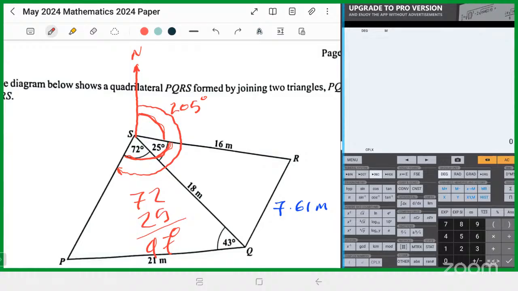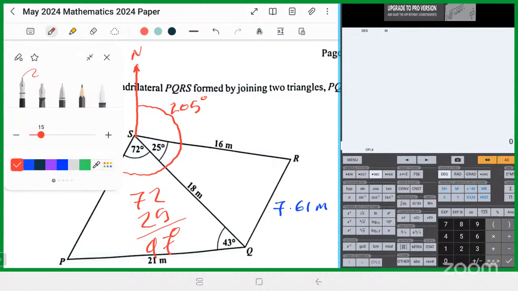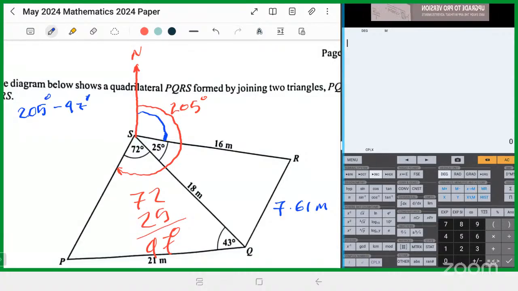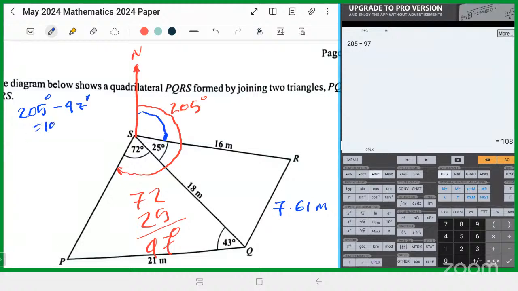Hope everybody can see that. Alright? So this angle I'm going to mark it in blue, because we might need it. The angle inside here is 205 minus 97 degrees. Alright? 205 minus 97. That's 108. It's 108 degrees. And put it inside, you know. Inside is 108 degrees.